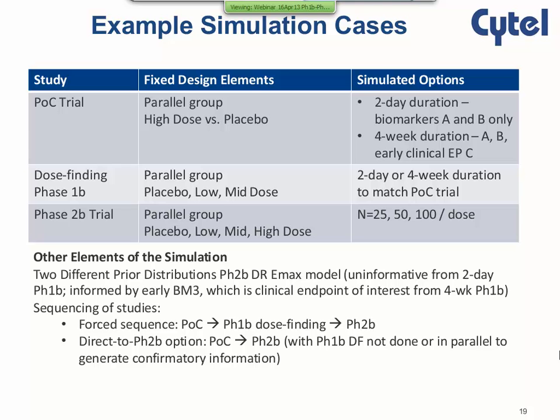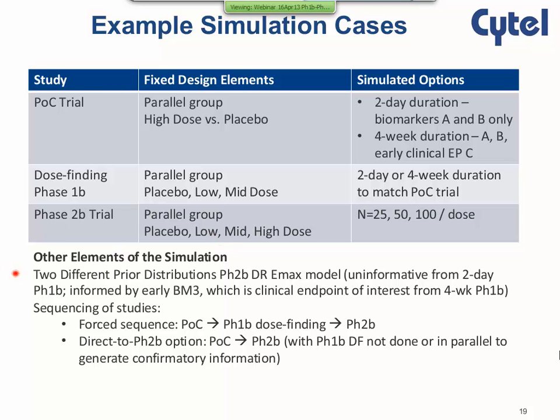So these are the factors that we sought to compare. We had that 2-day duration for the POC trial and the biomarker dose finding trial. And then we had the 4-week duration in which we could add the early read on the clinical endpoint. And then we had the 3 sample sizes for the phase 2B trial and the low, mid, high dose, or maybe we added another low dose under certain criteria.